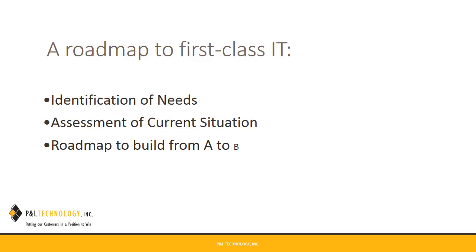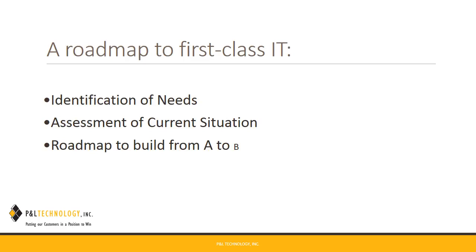to first-class IT. So the steps we're going to cover today are really, the first step is identification of needs. So figuring out what the organization really needs from the IT systems to support the mission of the organization. So you know which areas you really need to focus on and improve in order to meet those needs.